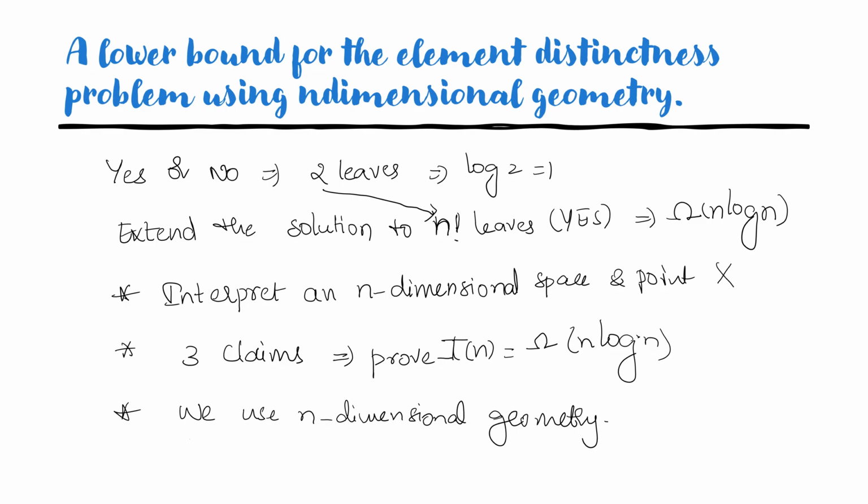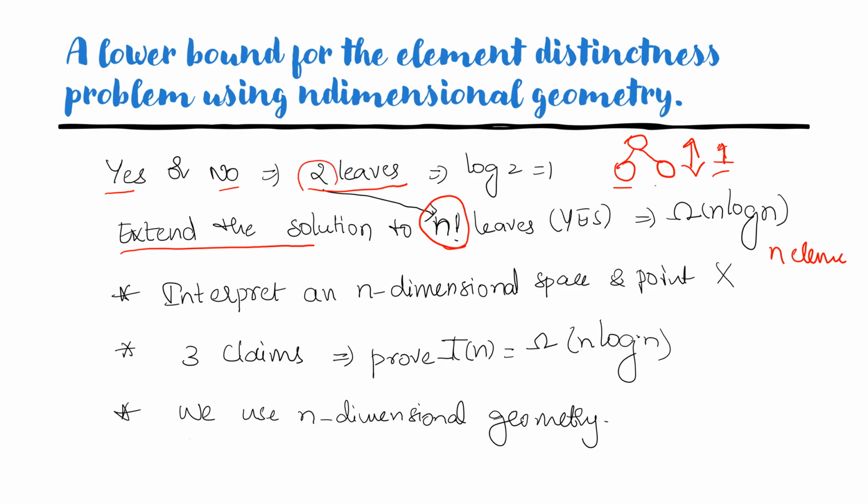So till this point it's all good. We did the sorting, we did n-1 comparisons, we found how we can solve the element distinctness problem. But something we missed is that we need the outcome in the form of yes or no, which means the tree should have only two leaves, yes or no, which means the height of the tree will be only 1, which is very small, and we need it for n elements. So we are going to extend the solution from 2 leaves to n factorial leaves, all of them giving yes outcomes. So there will be n factorial leaves in the tree T, all of them giving yes answers.